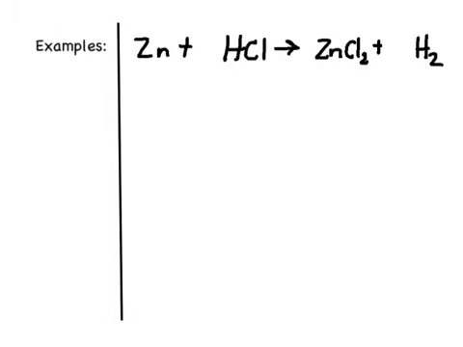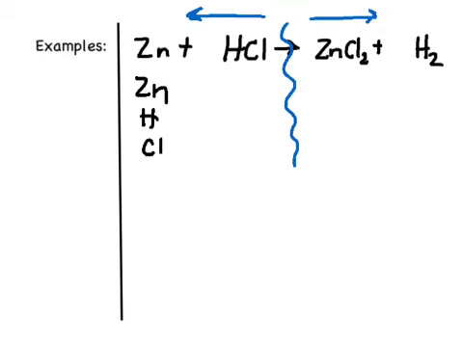Our first example is here with zinc plus hydrochloric acid reacts to form zinc chloride and hydrogen. All right, so the first thing we do in balancing equations is taking inventory of how many atoms of each element we have on both sides. So I like to draw a line down where the arrow is, just to divide the reactants from the products. And the next thing we're going to do is list out all of the elements that are in this reaction. And here we've got 3. We have zinc on both sides, we have hydrogen on both sides, and we have chlorine on both sides.